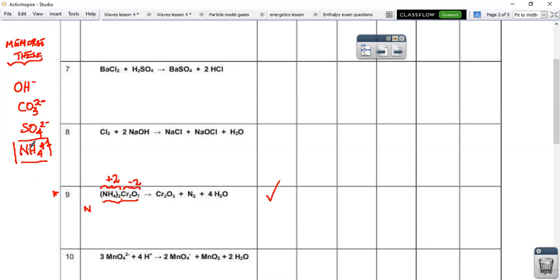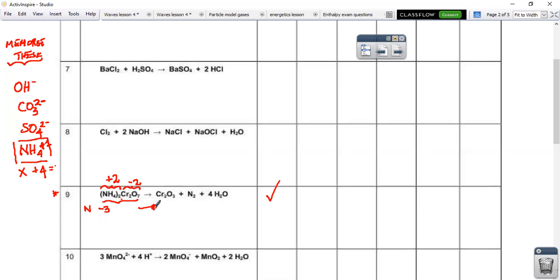-2? Not quite, nearly there. How many hydrogens do you have? A 4, and each hydrogen has a plus charge. So you have +4 added to something. 3. Not quite. Try again. -3. Well done. So this is -3.